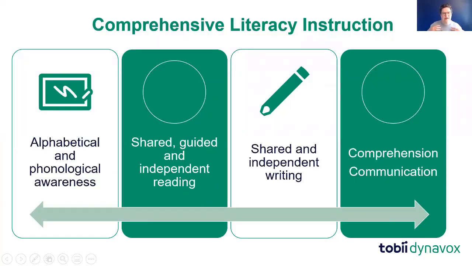So we know that comprehensive literacy instruction encompasses a little bit of everything all of the time. So a little bit of everything always. So this might be alphabet and phonological awareness and opportunities for shared, guided and independent reading, also opportunities for shared and independent writing, but also we want to learn a little bit about what our learners, or whoever we're supporting, have understood in what they are reading and writing about.